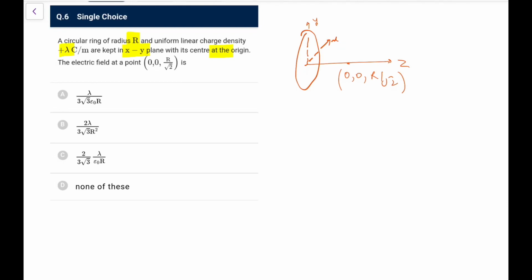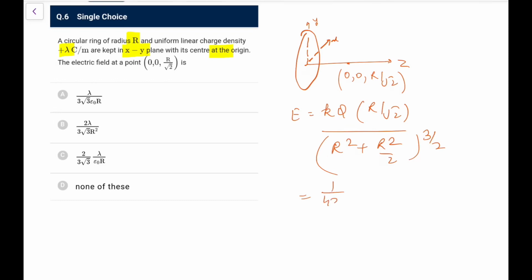So the formula I know at the axial point is kqx upon (r square plus x square) to the power 3 by 2. So x is r by root 2, and r square plus x square is 3r square by 2, to the power 3 by 2. And what is q here? K I write as 1 upon 4 pi epsilon. Q would be lambda into the length, that would be 2 pi r.